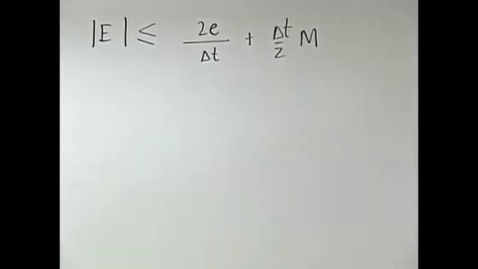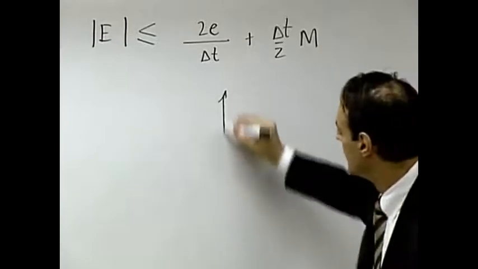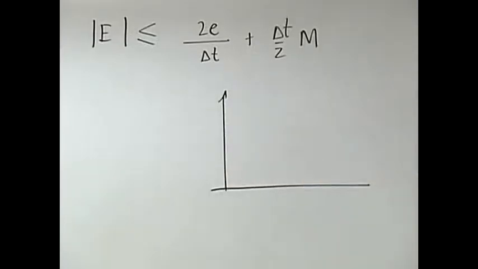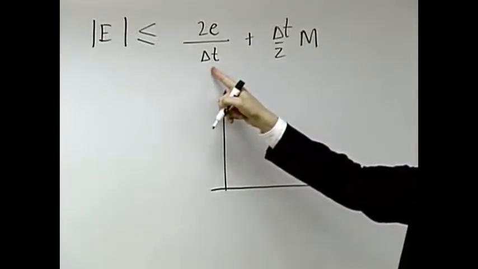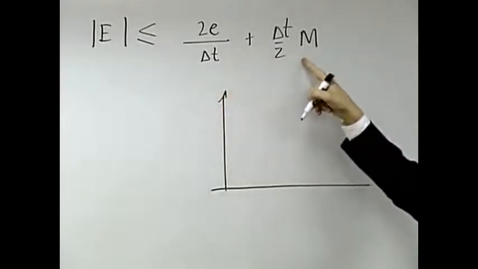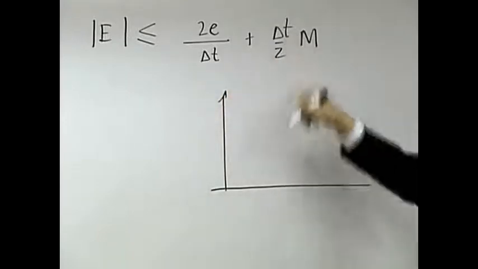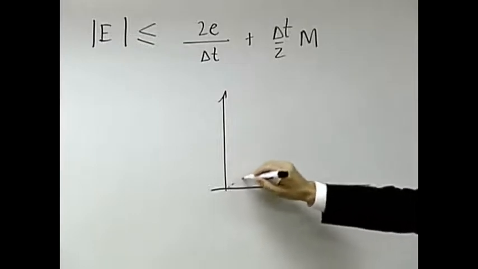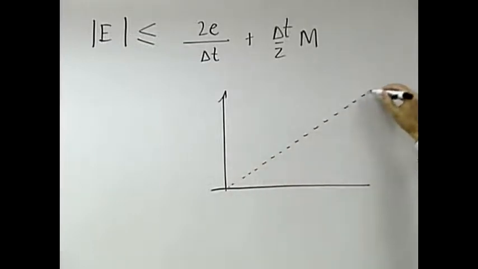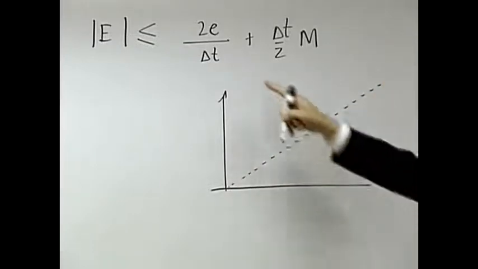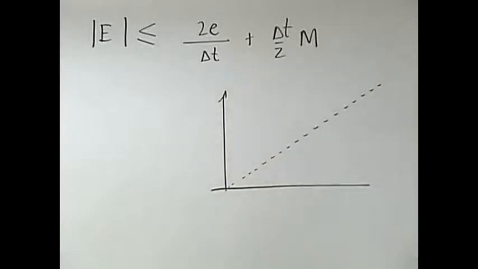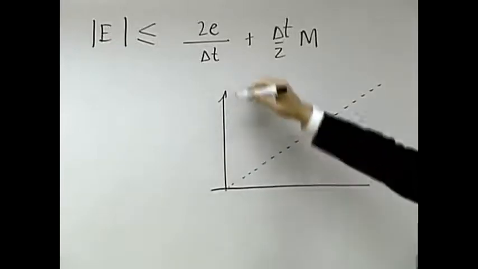Okay? First thing I'm going to do with this, I'm just going to plot it real quick. And this term comes from what? Numerical round off. This term comes from what? Truncation. So the truncation grows like delta T, there's a line, some slope. And this goes like 1 over delta T. Tell me what happens when delta T goes to 0. Yeah, the thing blows up. That thing looks like this.